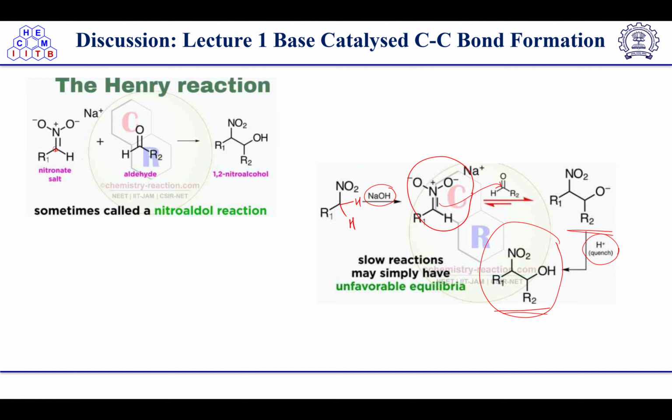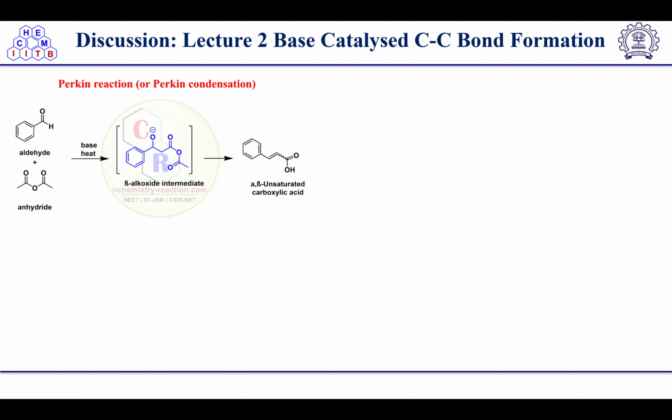Next reaction is the Perkin reaction or Perkin condensation. In the Perkin reaction we use an anhydride as the partner group. So in this case we have an aldehyde or ketone and the other group is an anhydride, and the reaction again undergoes base catalyzed condition only.